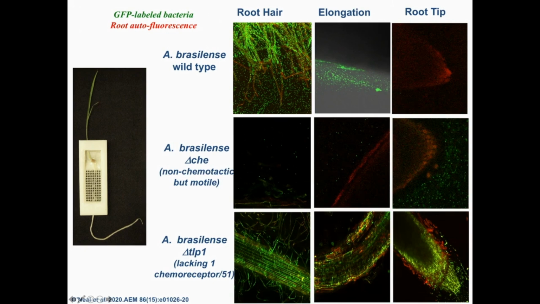We also analyze a receptor or chemoreceptor mutant lacking the TLP1 chemoreceptor. So it's lacking one of 51 chemoreceptors encoded in the genome. And we can see that the pattern of colonization is very different from that of the wild type, suggesting that this chemoreceptor is important for recognizing different zones on the roots.